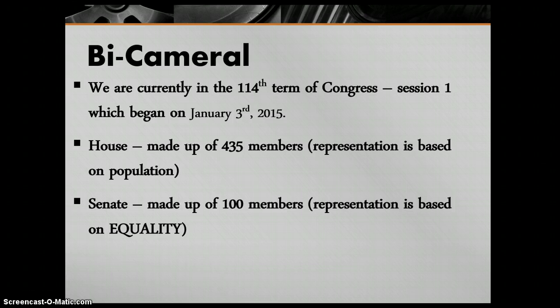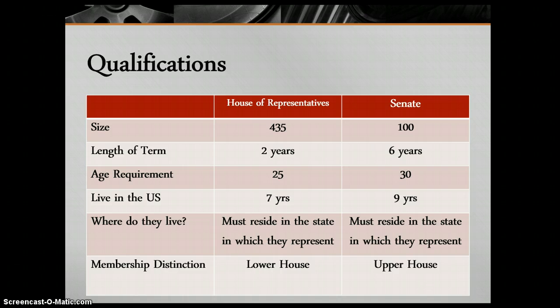The House is different because we base representation on population. Remember from our Constitution unit that this made the larger states happy because the larger states, population-wise, would get more representation in the House. The smaller states, remember, were happy with the equality form of representation, so they were appeased by the Senate. Now let's talk qualifications. Please follow along on your guide and fill in your chart.